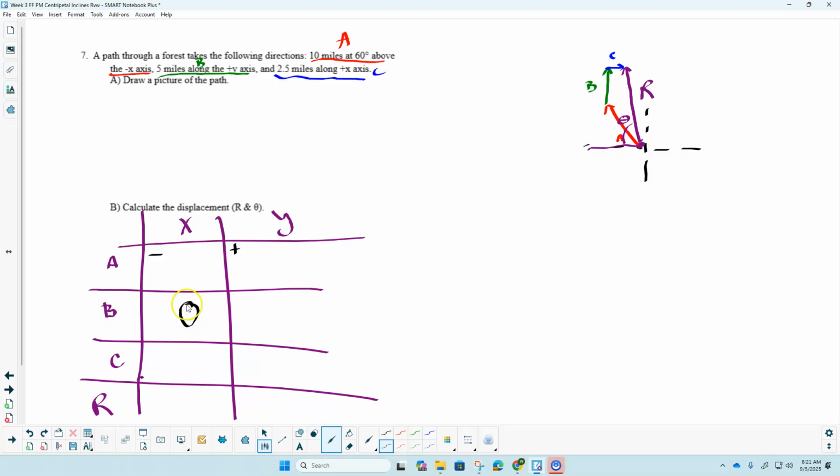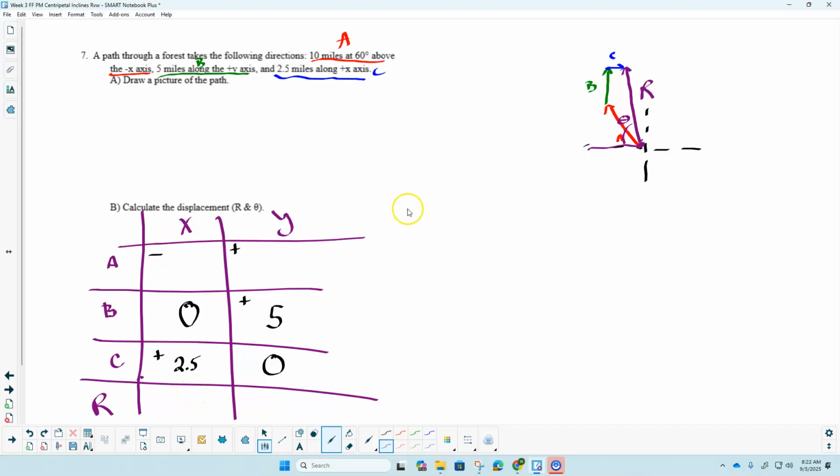B is not going in the x, so that's 0. It's going up in the y, so that one's positive. And then C is positive in the x because it's going to the right, and it's not going in the y, so that's 0. So now we're just going to plug in the numbers that are simple, and then we're going to do some trig to figure out the components for AX and AY. So B is only going in the y, so all 5 of it is going that way, and for C, all 2.5 miles is going horizontally, in the x direction.